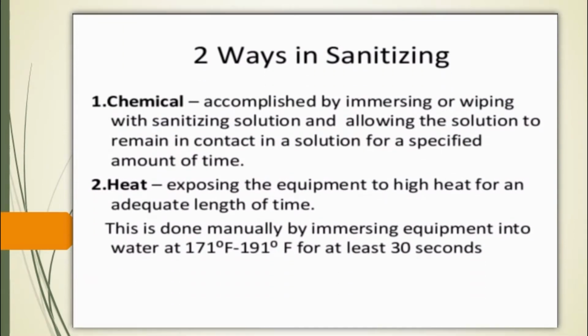Two ways of sanitizing. 1. Chemical. Accomplished by immersing or wiping with a sanitizing solution and allowing the solution to remain in contact for a specified amount of time. 2. Heat. Exposing the equipment to high heat for an adequate length of time. This is done manually by immersing equipment into water at 171 degrees Fahrenheit to 191 degrees Fahrenheit for at least 30 seconds.